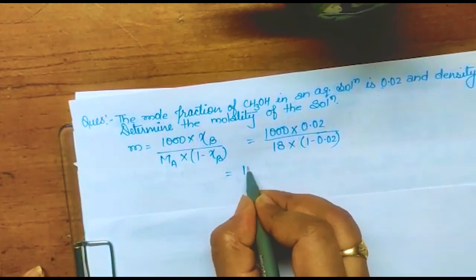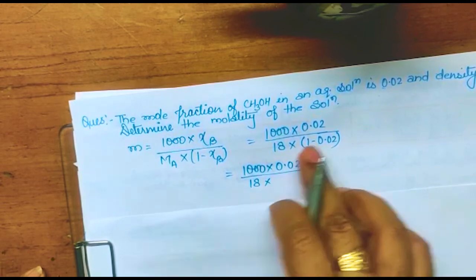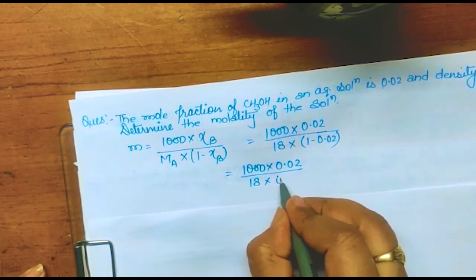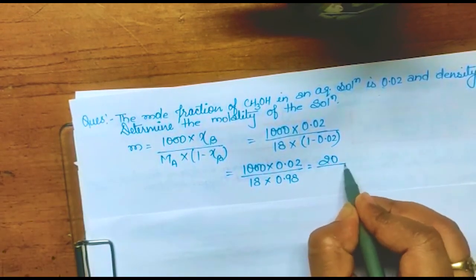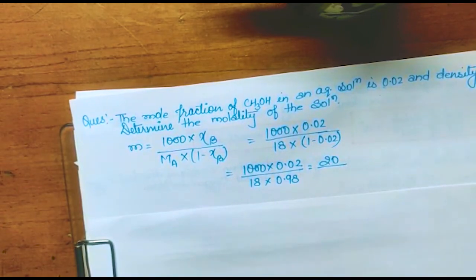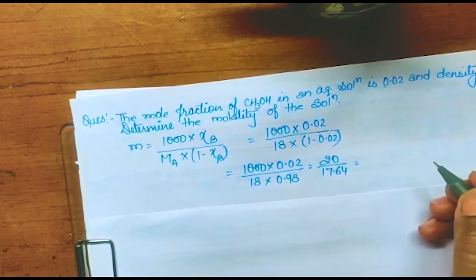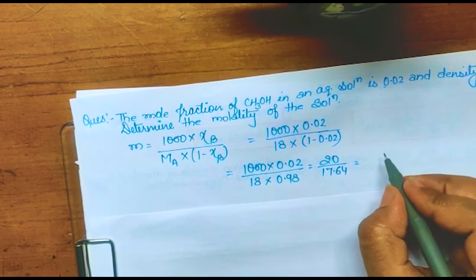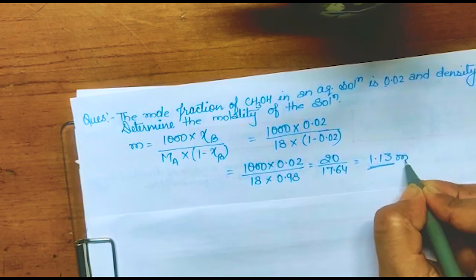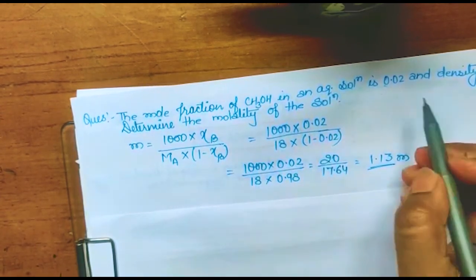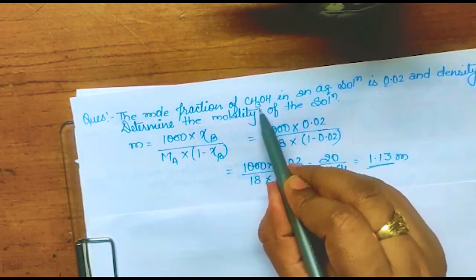So now solve it. This is 1000 into 0.02 upon 18, and if you subtract 0.02 from 1, it will be 0.98, isn't it? So solve this. This comes 20 and this will be 17.64, isn't it? Now solve this. What will you get? This comes 1.13. Okay, so this is the molality of the solution whose mole fraction is 0.02. Clear? Because 0.02 is solute, so that's why.